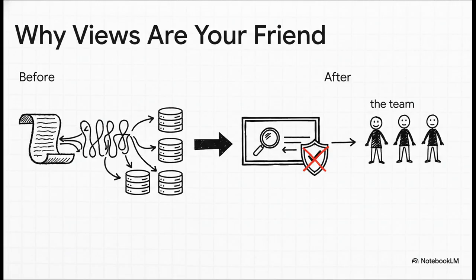Okay, but why is this so useful? This is where it gets really good. You know that monster query you wrote? The one that's 100 lines long with 5 different joins? Well, you can wrap that up in a view called monthly_sales_summary, and suddenly your entire team can just write select asterisk from monthly_sales_summary. It's way simpler, it's consistent, and you can even use it to hide sensitive columns from certain users, which is a huge win for security.